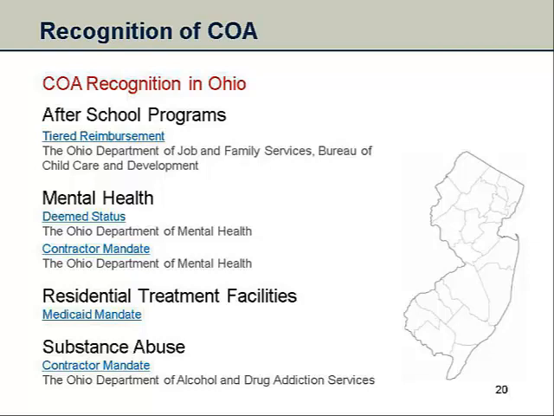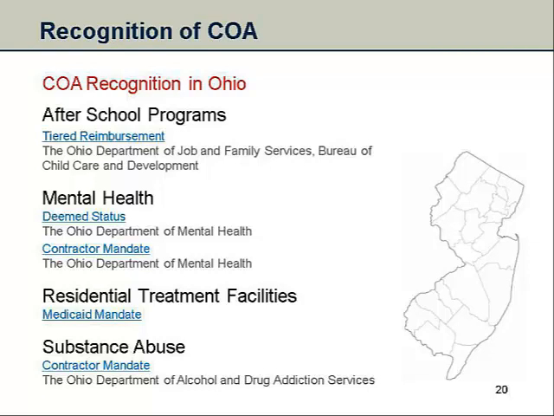Okay, so for example, in Ohio, our after-school program accreditation is recognized by the Ohio Department of Job and Family Services. The Ohio Department of Mental Health recognizes COA accreditation for mental health programs. You can see there's also federal recognition of residential treatment facilities, and Ohio has opted into that, and for substance abuse, the Department of Alcohol and Addiction Services.